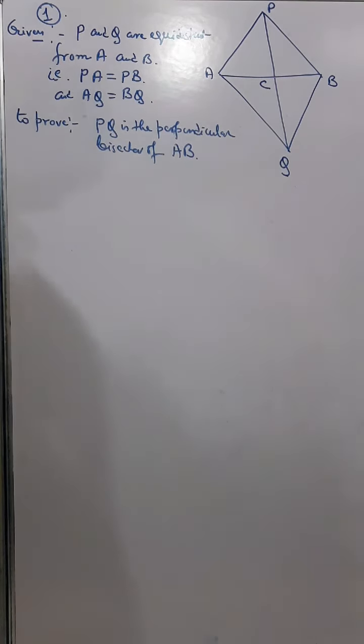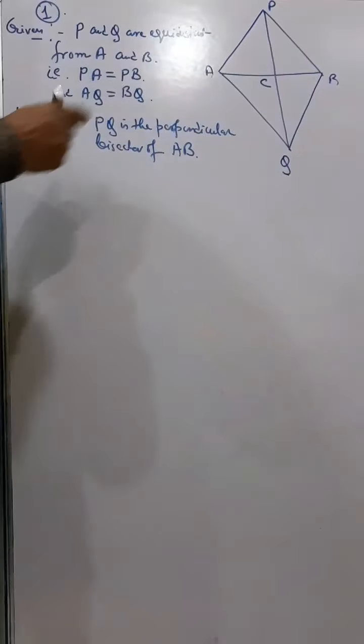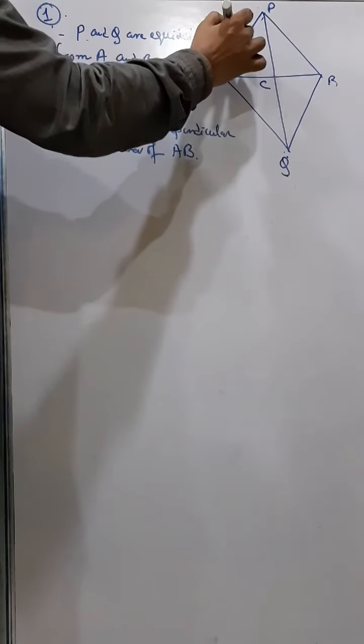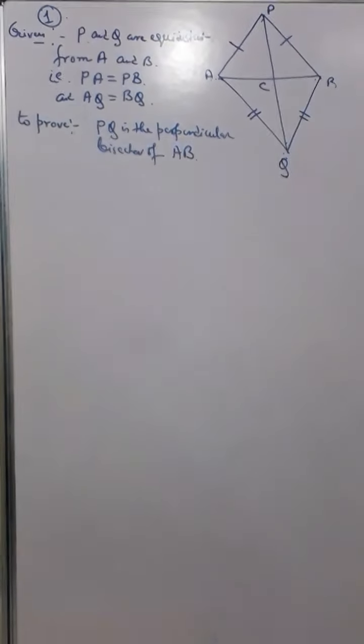Now here in this sum they told us P and Q are equidistant from A and B. That means P is equidistant from A and B, and Q is also equidistant from A and B. So that is given. That means PA equals PB, right? And AQ is equal to BQ. So that is the meaning of P and Q being equidistant.